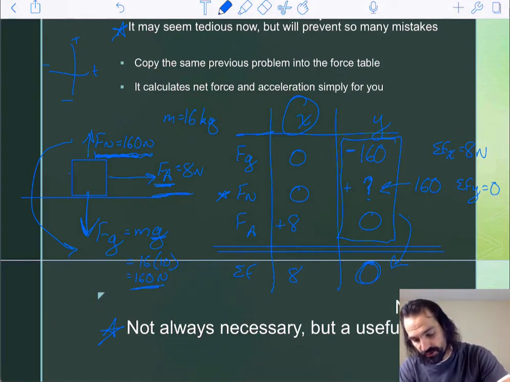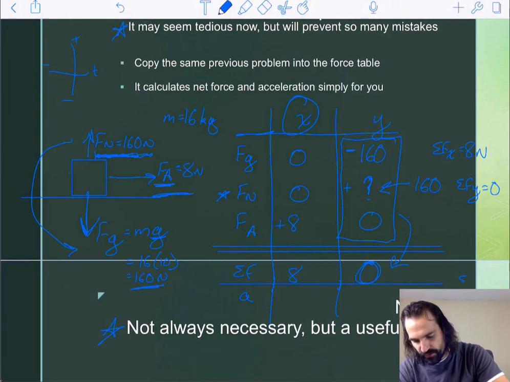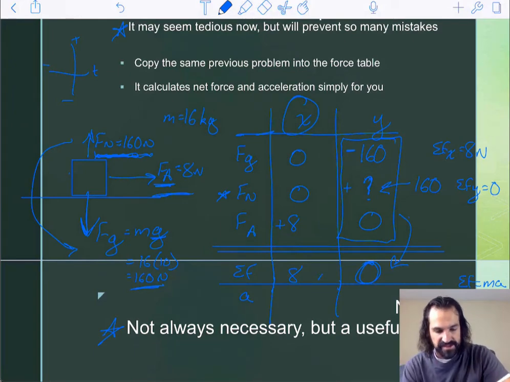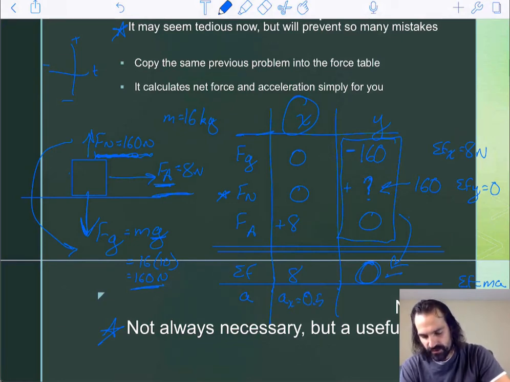Now, there is one other tool that we can use with our force table. All you have to do is add one more row for acceleration. And remember, from the net force equation, net force is mass times acceleration. If we just take our x net force and our y net force and divide them by the mass, that will calculate the horizontal acceleration and the vertical acceleration. So 8 over our mass, which was 16 kilograms, will give you an acceleration x of 0.5 meters per second squared. And we can do the same thing in the y direction. 0 divided by 16 is going to give you 0.